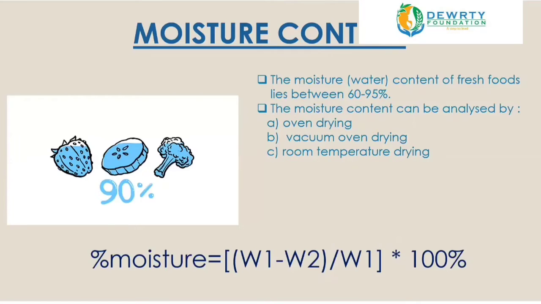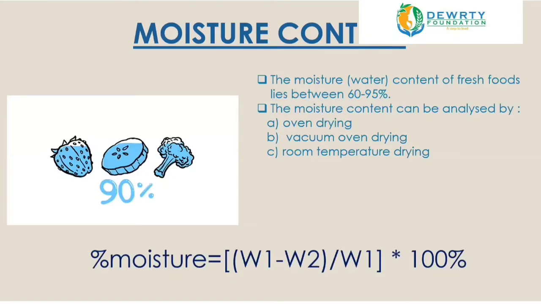So let's begin with the moisture content. We all know that different foods or different fruits which we eat have different water levels. When we see a watermelon, we see that it's very juicy, it's very rich in moisture. On the other hand, when we take a fruit like an apple, it is not that juicy. So different fruits and vegetables have different moisture content. Generally the moisture content of fresh food lies between 60 to 95%.